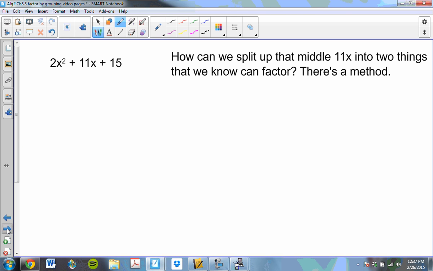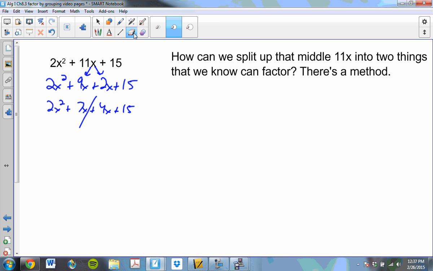The question is, how can we split up that middle term into two things that we know can factor? So here's a new problem, 2x squared plus 11x plus 15. I want to somehow write the 11x as 9x and 2x, maybe, to get something that I can factor. The issue is, how do you split it up? There's an infinite number of ways to split up 11x into different things.